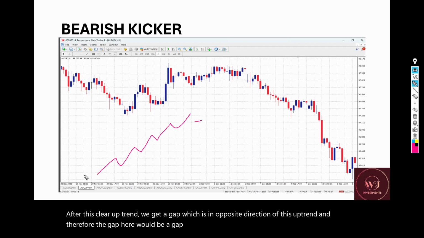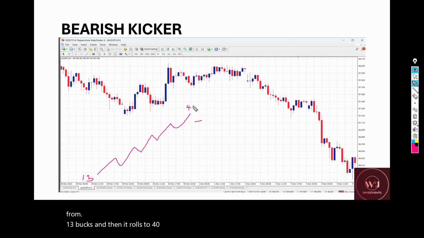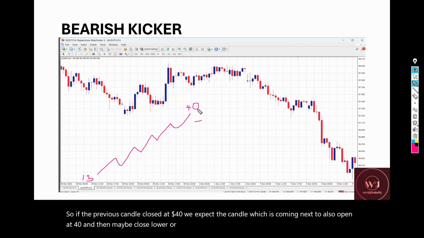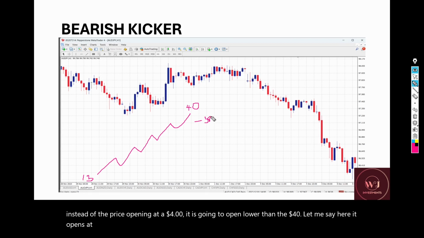Okay, so for example here, if the price is moving from, let me say, 13 bucks and then it rose to 40 bucks, so if the previous candle closed at $40, we expect the candle which is coming next to also open at 40 and then maybe close lower or close higher. Okay, but what happens in kickers is that instead of the price opening at the $40, it is going to open lower than the $40. Let me say here it opens at $38. So when it opens at $38, it creates a gap of $2. So this gap here is what we call the bearish kicker or a bearish professional gap.